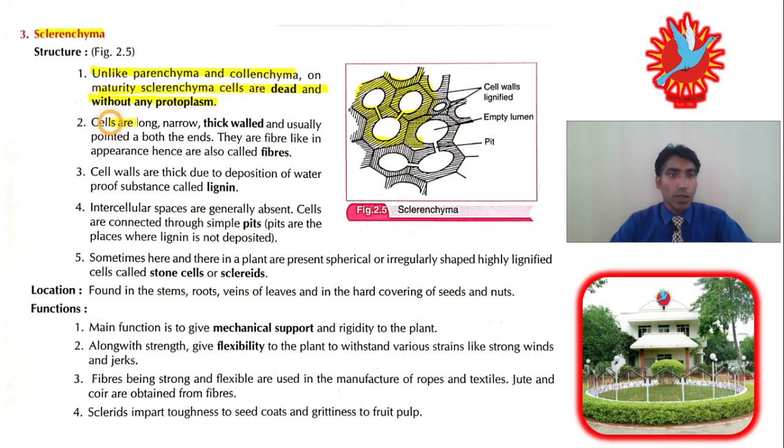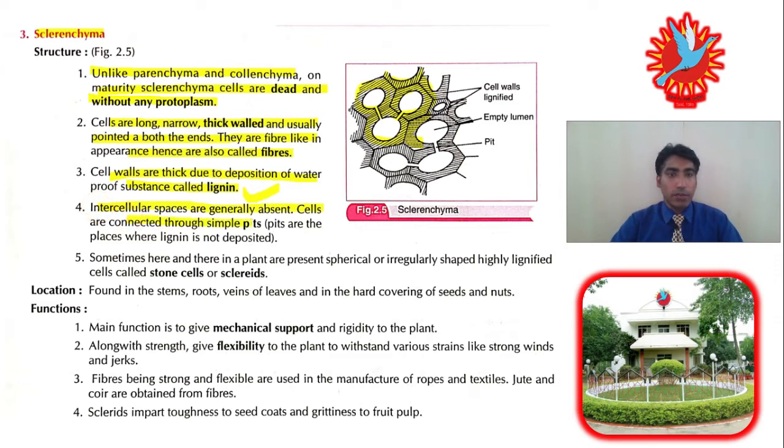Okay. Cells are long, narrow, thick-walled and usually pointed from both of the ends. They are fiber-like in appearance, hence they are called fibers. Cells are thick due to the deposition of the waterproof substance which is called lignin. This is the main characteristic of sclerenchymatous tissue. Okay. Intercellular spaces are generally absent.